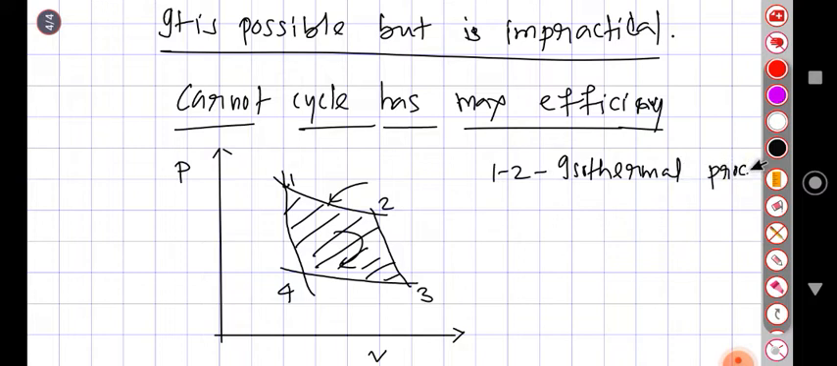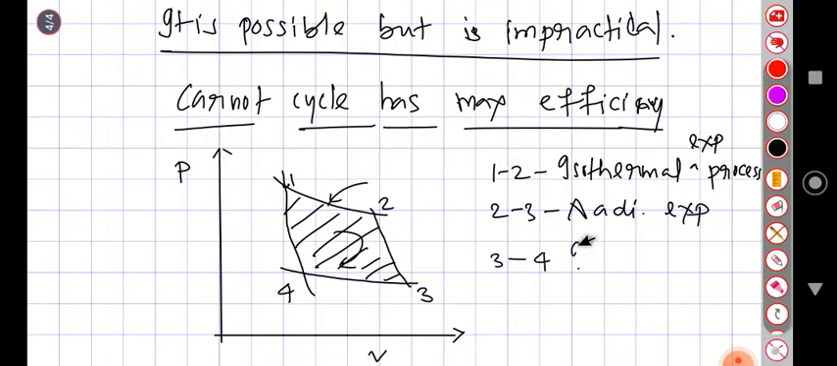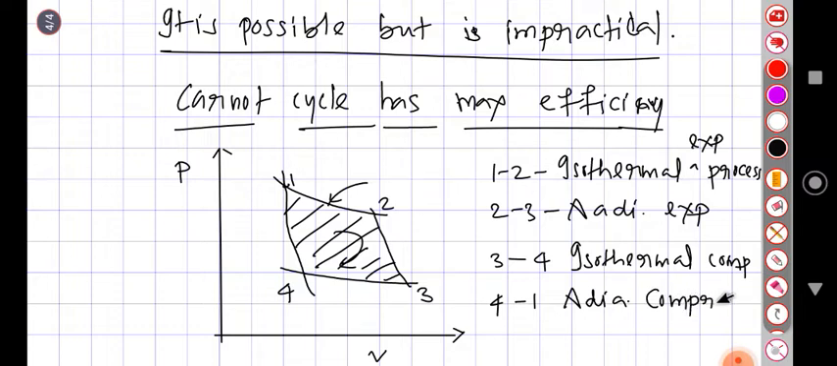isothermal process. The 2 to 3 is an adiabatic expansion, right? Then 3 to 4 is isothermal compression, okay, and 4 to 1 is adiabatic compression, right? Like this is how the Carnot cycle works.